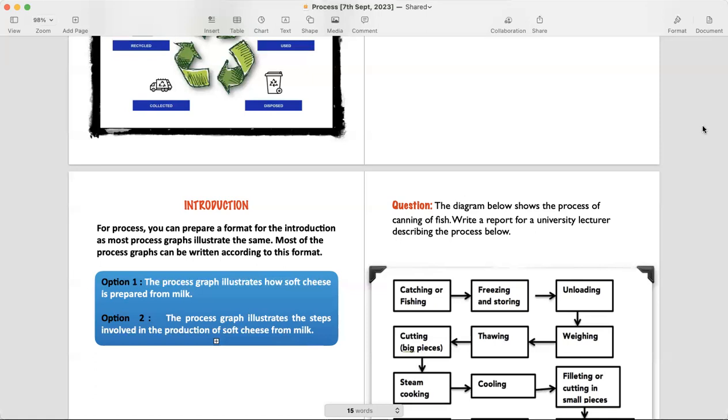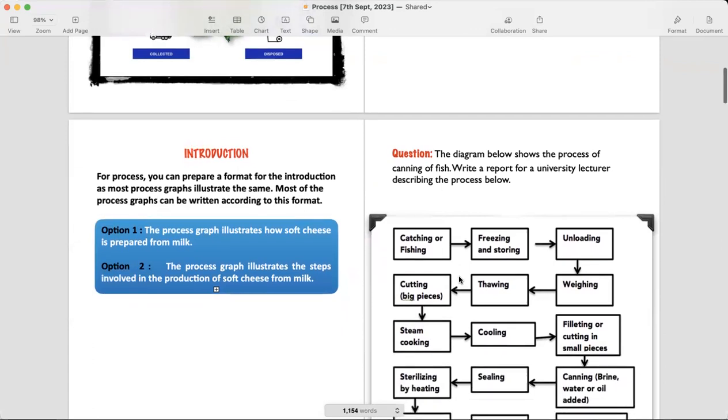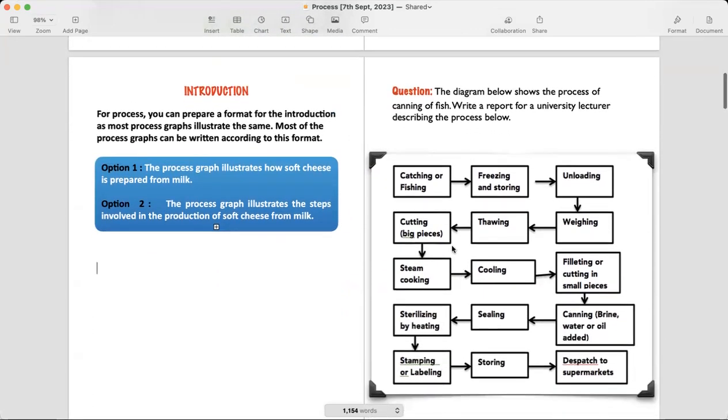Yes, sir. Okay. Can I ask you to make an introduction for this one then? And then we'll check my introduction, but you can make the one for this one. You just need to look at the diagram and the question and prepare one. Okay, so this is the diagram. So make an introduction.